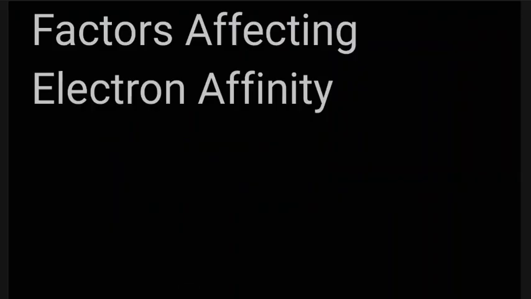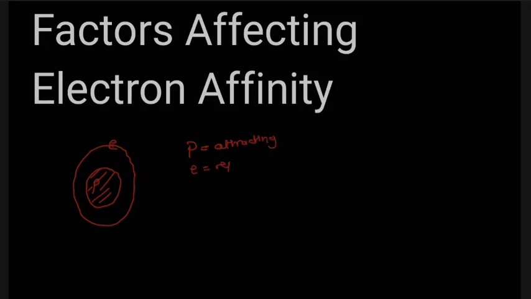Okay, so factors affecting electron affinity. Now we have an atom. It has protons in the nucleus. Now we have electrons here. Now what we are going to see is that the protons will be attracting, and the electrons will repel the incoming electron.